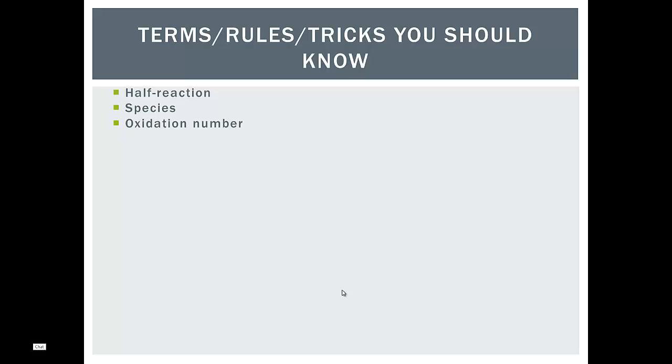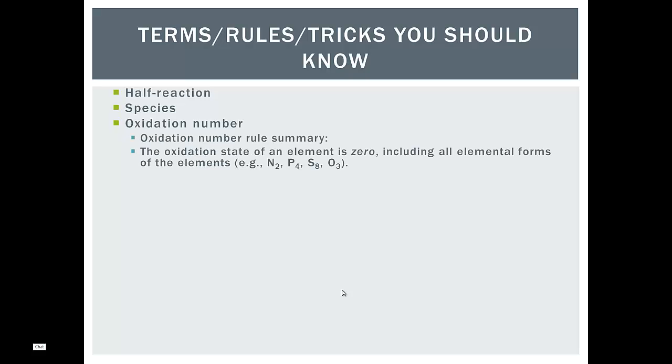Oxidation number. So oxidation number is more generically known as the charge, but since covalent things aren't really charged, they're referred to as an oxidation number. The rules for assigning oxidation numbers are coming up. So the oxidation state of an element is always 0, including all elemental forms of the element. So anything that's diatomic or anything that has multiple atoms of the same element in one thing also has a charge of 0. So ozone would be 0, S8 would be 0.